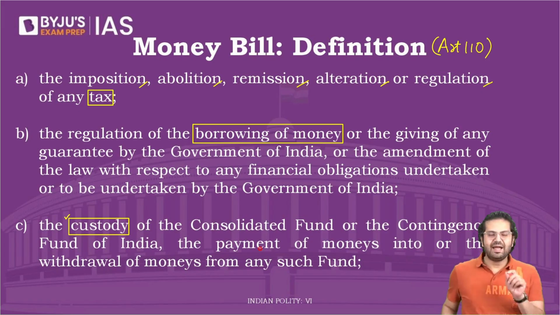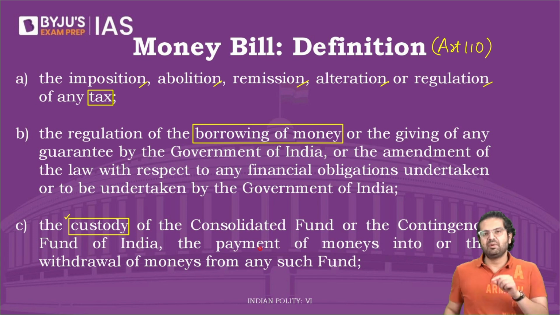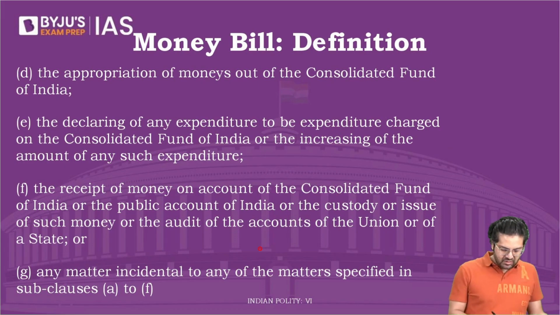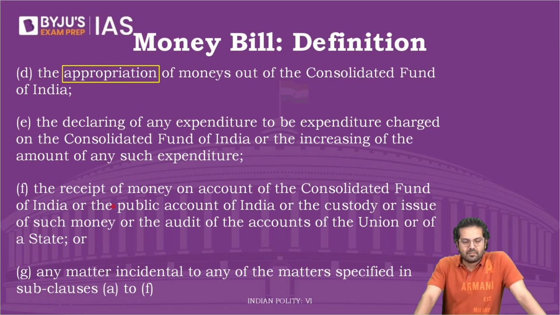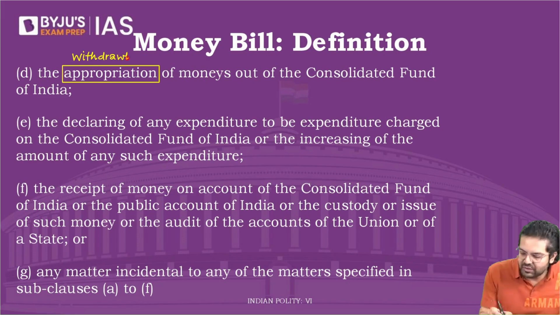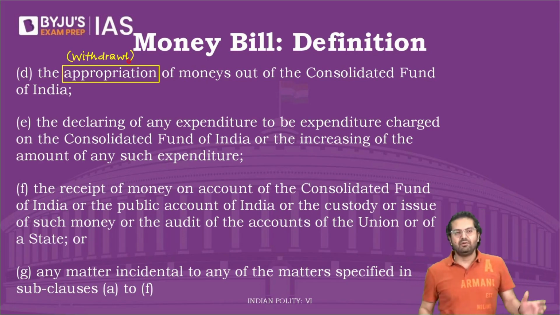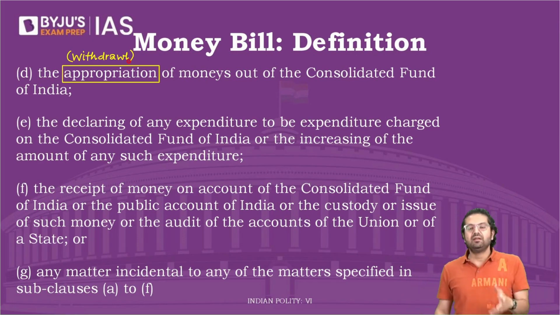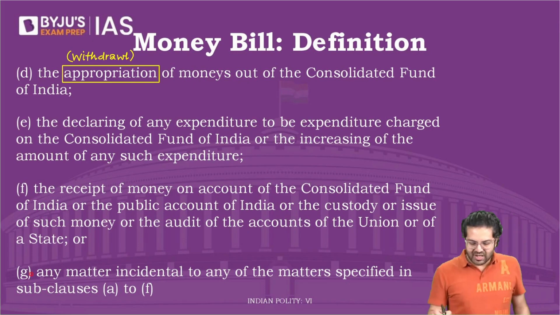If the bill contains that particular proposal that we have to take out money from CFI, or put in money under CFI, that's also called a money bill. Next, appropriation of money. What is appropriation? Please tell me. We have discussed this word. Appropriation means withdrawal of money. Whenever you take out money from CFI, that is called a money bill. The entire budget is what? When you take out money to spend it in the country, that's a budget. What is that? Money bill.